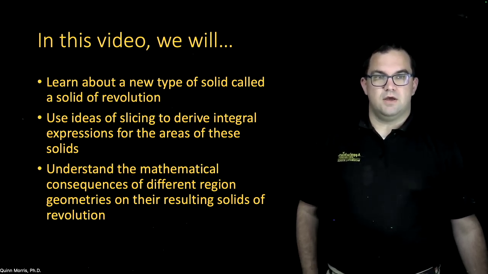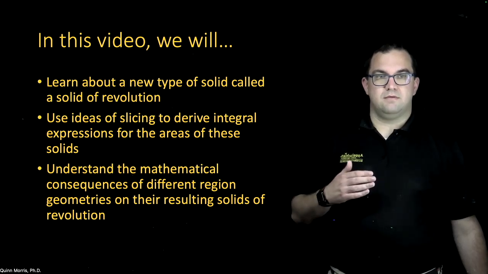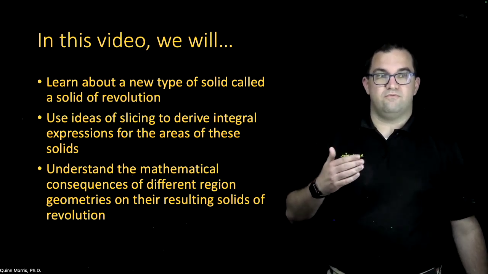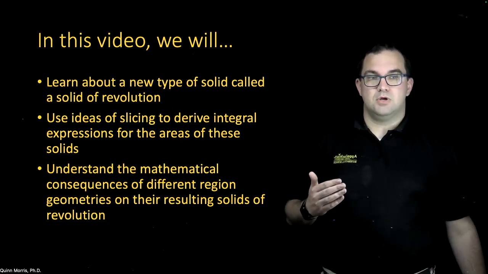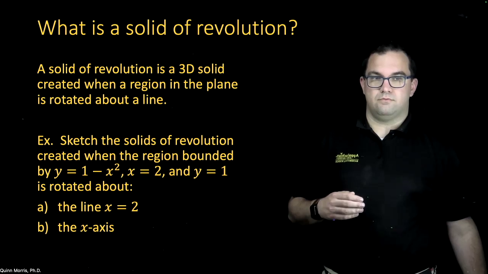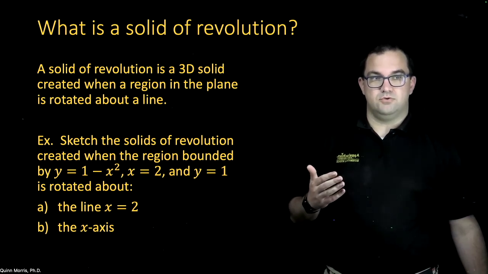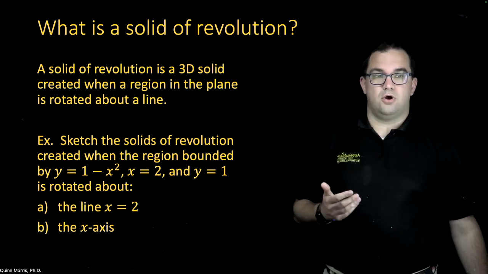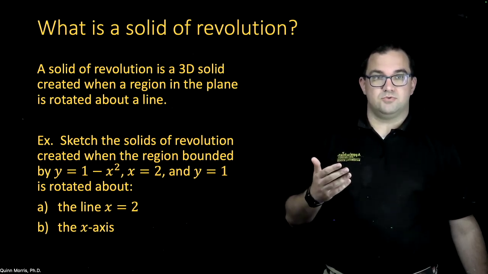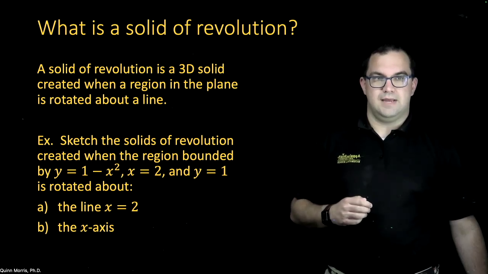So in this video, we're actually going to learn about this through 4 different examples. But before we jump into those examples, we first want to do a quick definition of what a solid of revolution is, understand what these objects are, do a little bit of geometry review, and then we'll jump into those examples.